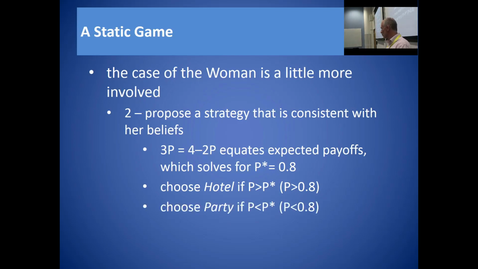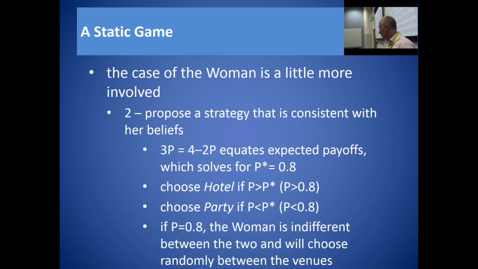And then, the converse of that is when p was less than 0.8, the woman will choose to go to the party, because going to the party gives a higher expected payoff. And that, then, are the optimal strategies for the woman, consistent with her beliefs, that probability p and her knowledge of what the man will do, dependent upon his type of character. And so, that is fundamentally what we need.